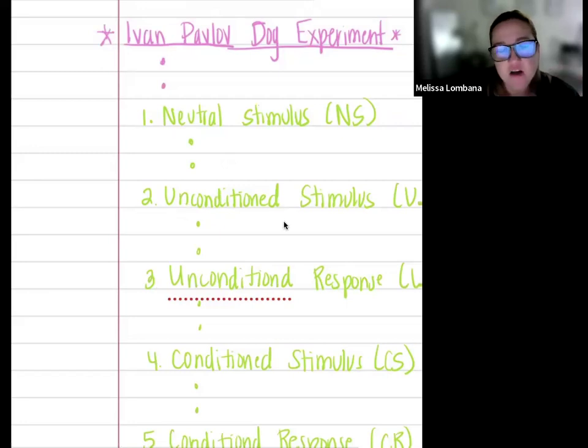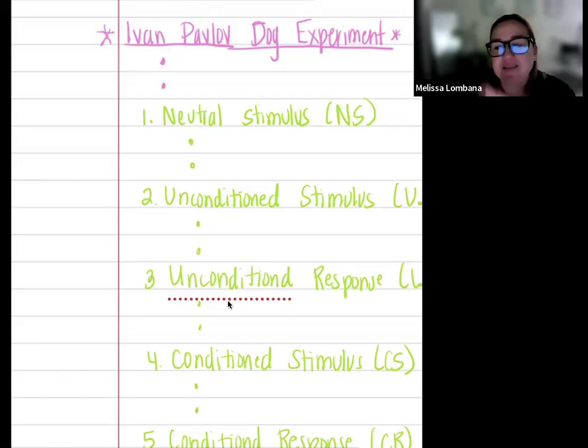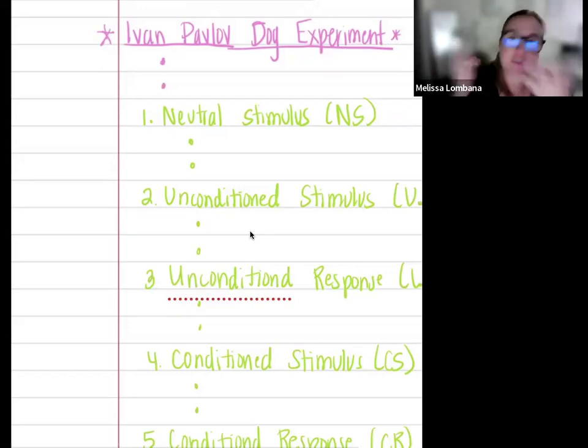The second one, the unconditioned stimulus, is anything that naturally or automatically triggers a response. An instance of an unconditioned stimulus is the actual food, because for the dog, food automatically starts salivation to start digestion. In our case, what we did in class was the lemonade powder, which was sour. So sour creates an automatic trigger of salivation. You need to write this down. It is not learned. It happens automatically. This is biological. If you get hit, you're going to flinch.